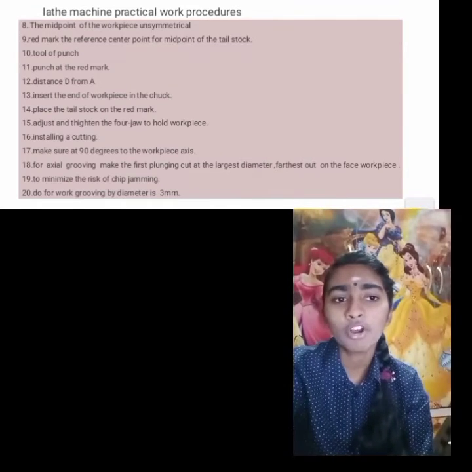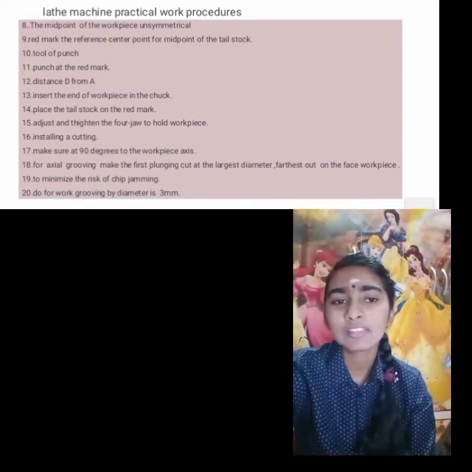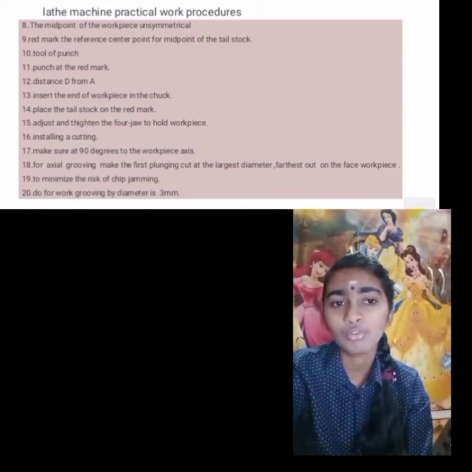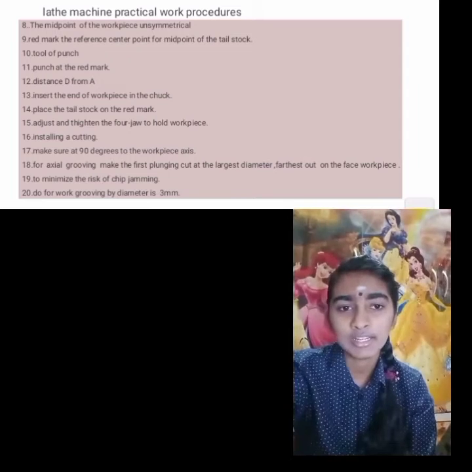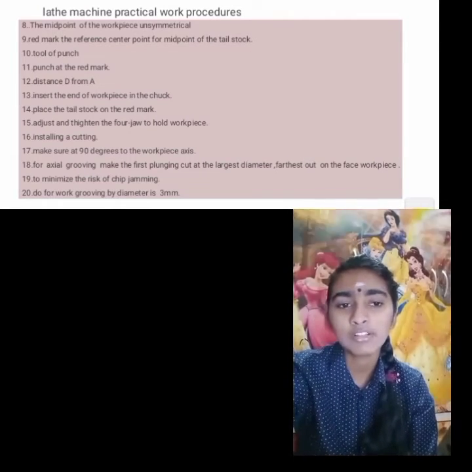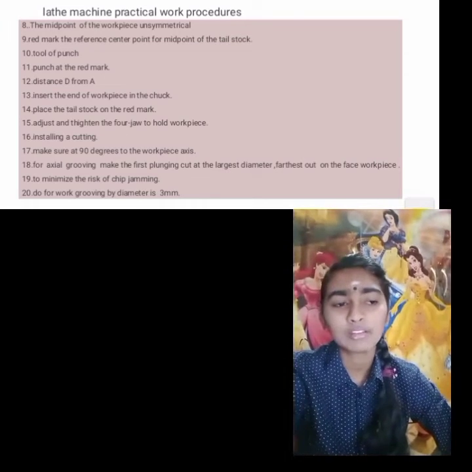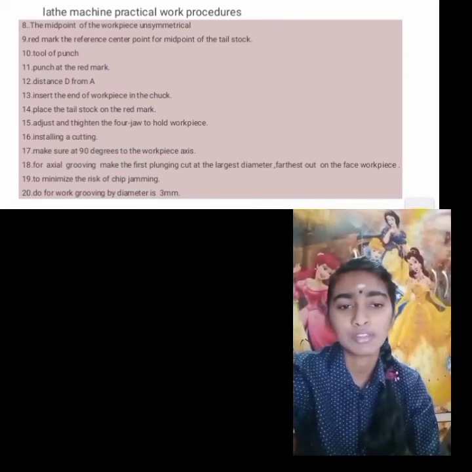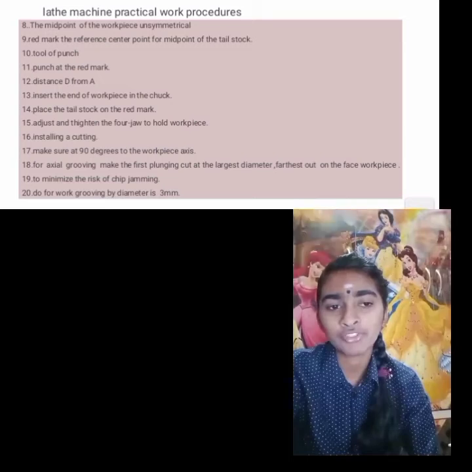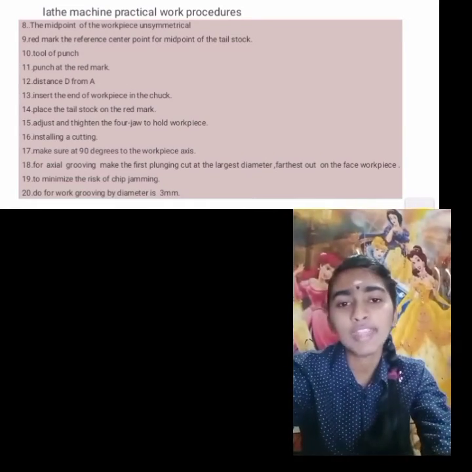Insert the end of the workpiece in the chuck. Place the tailstock on the red mark. Tighten the 4-jaw chuck to hold the workpiece. Install a cutting tool. Make sure it is at 90 degrees to the workpiece axis. For axial grooving, make the first plunging cut at the largest diameter, fastest out on the workpiece, to minimize the risk of chipping and jamming. Lastly, do the grooving for a diameter of 3 mm.